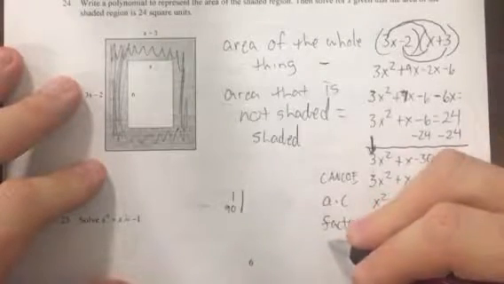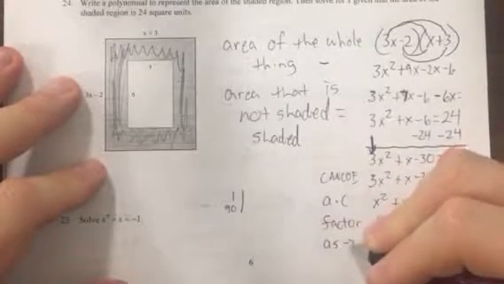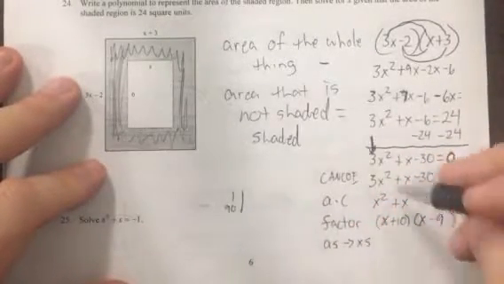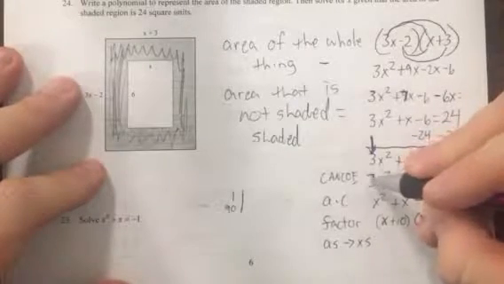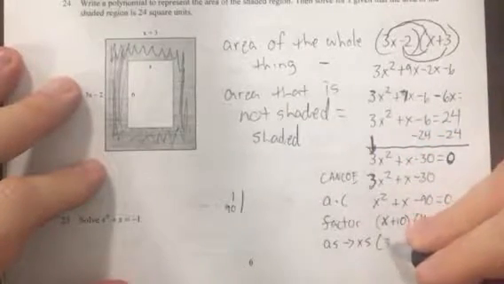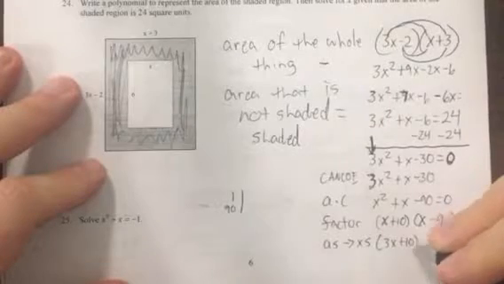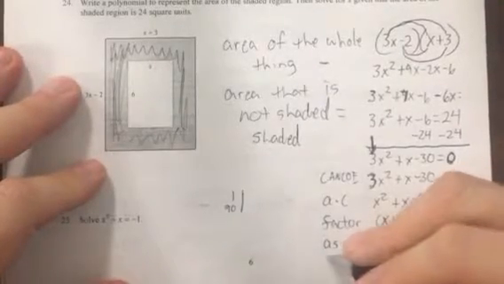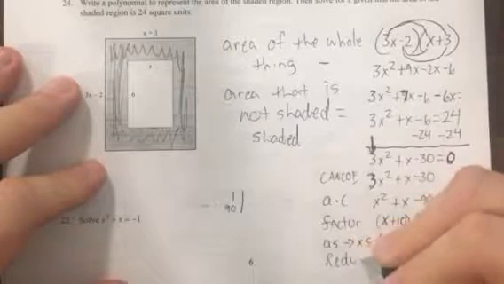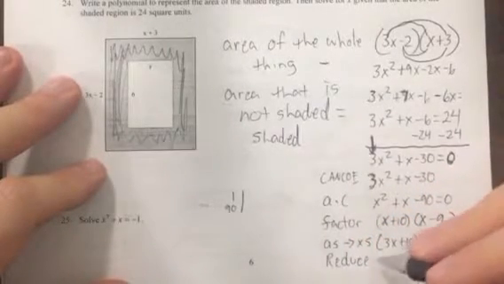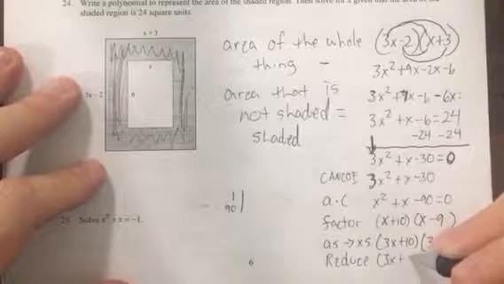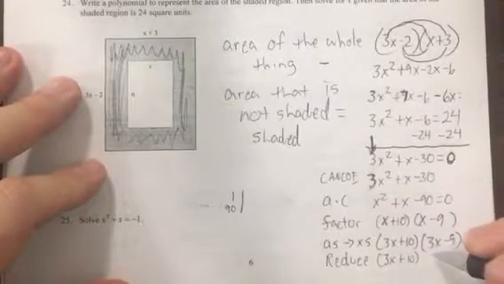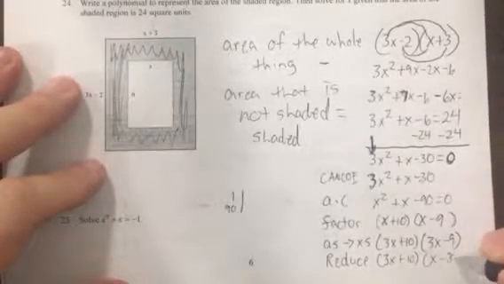Then once I factor, I got to put my a's back in front of the x's. My original a part was 3. So I take 3x plus 10 and 3x minus 9. Now I reduce. I can't take anything out of the 3x plus 10. I can take a 3 out, so I have x minus 3.